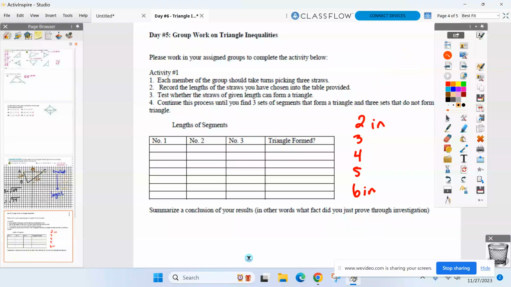Okay, so record your lengths, see if they form a triangle. If it's controversial, let me know. I'll settle it. So 2, 3, 4. 3 sets that do, 2 sets that do not. All right, give me like 3 and 4. Give me 3 and 4. Form a triangle.